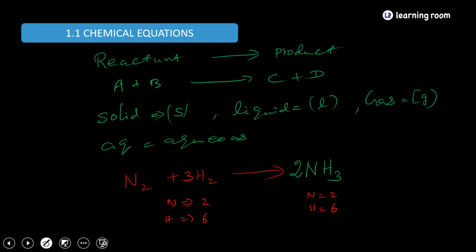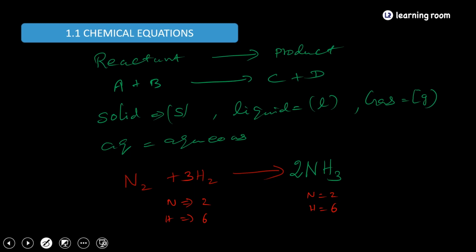This is quantitative. And also if you calculate the atomic weight, the molecular weight of nitrogen, the molecular weight of hydrogen into 3, and 2 into the ammonia molecular weight, if you equate them, you can get the relative weight of your reactant and product. And I have not mentioned whether it is a solid or liquid or gas. If I mention that information also, you can get it from here.